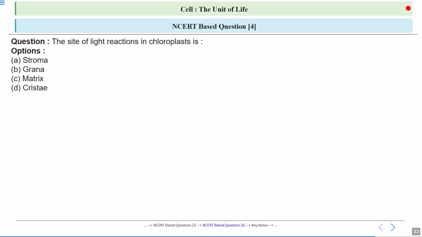Next question: the site of light reaction in the chloroplast is stroma, grana, matrix, or cristae. Where does the light reaction occur in the chloroplast?